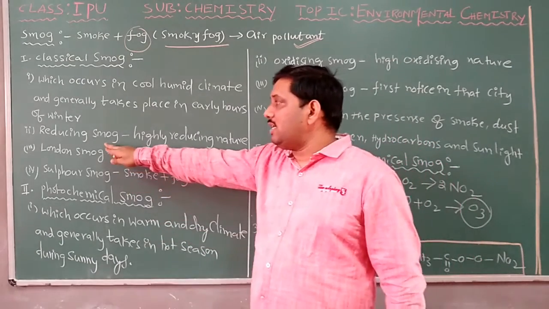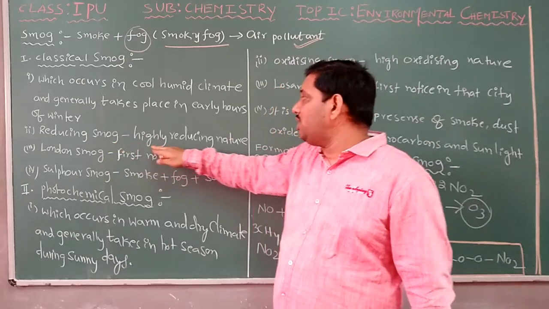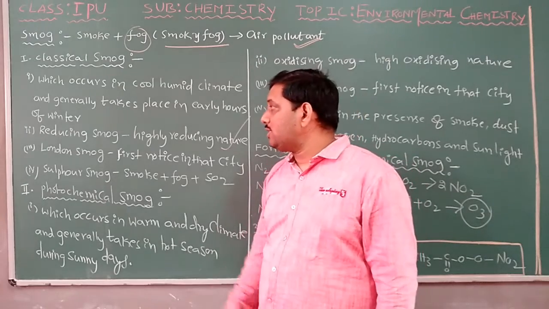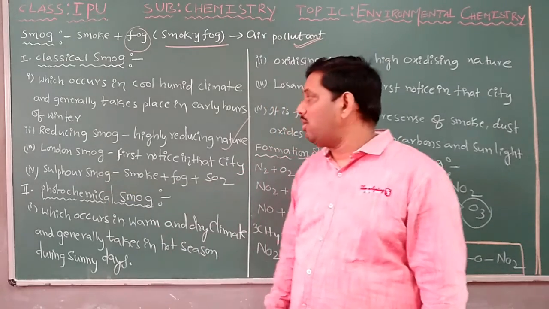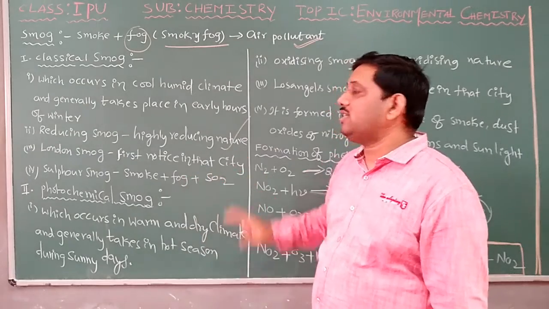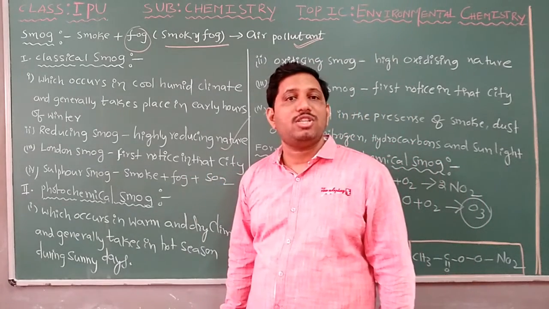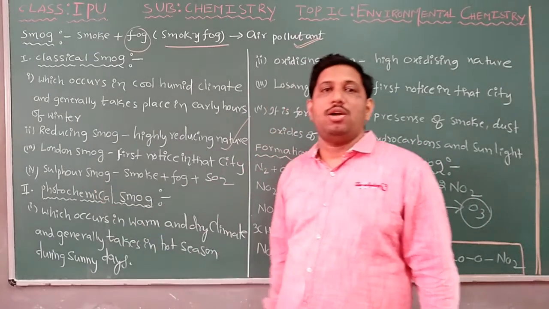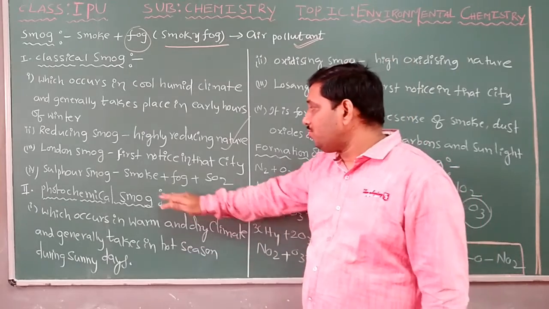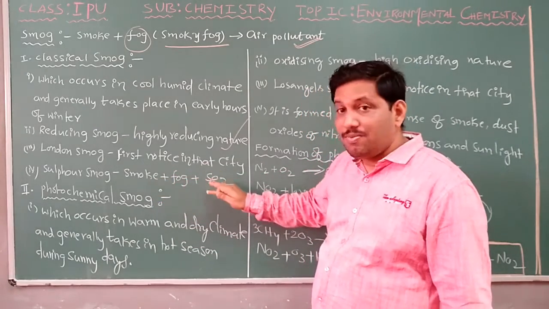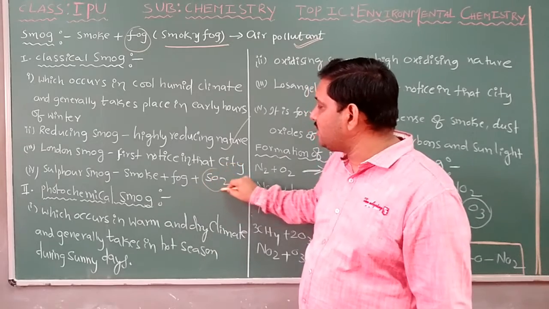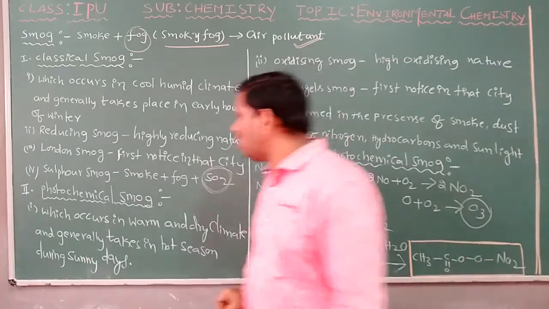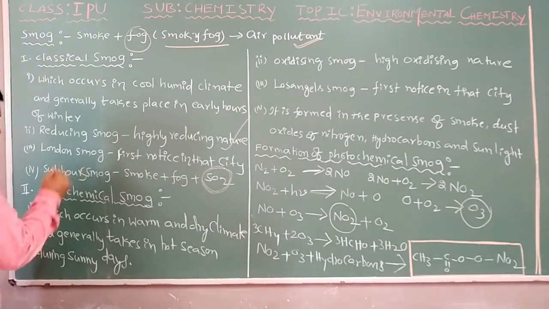Next, this classical smog is reducing smog because it is highly reducing in nature. This classical smog is London smog because it was first noticed in that city. It is also known as sulfurous smog because smoke plus fog plus sulfur dioxide is classical smog. Due to the presence of sulfur dioxide, it is known as sulfurous smog.